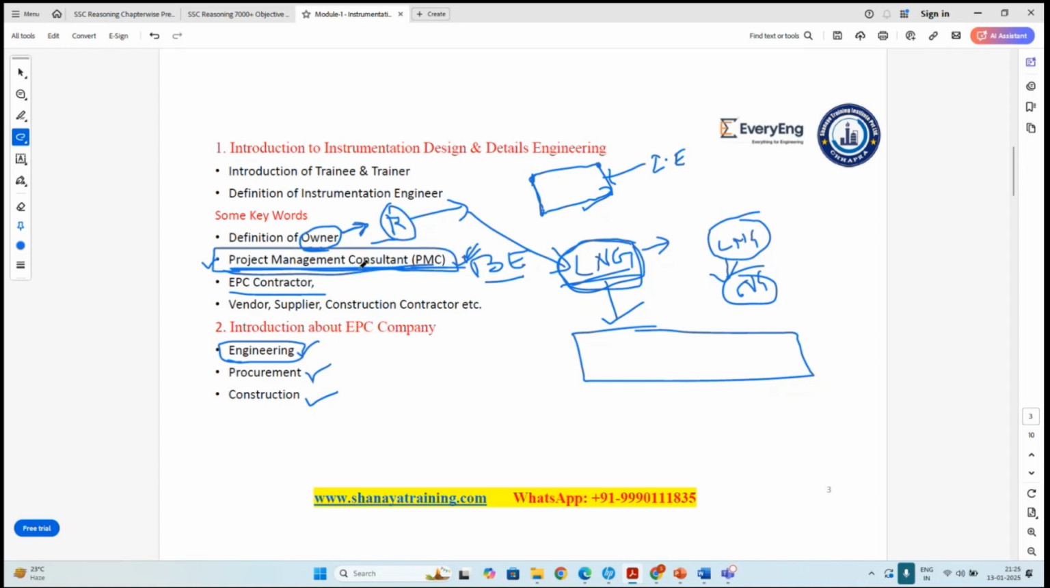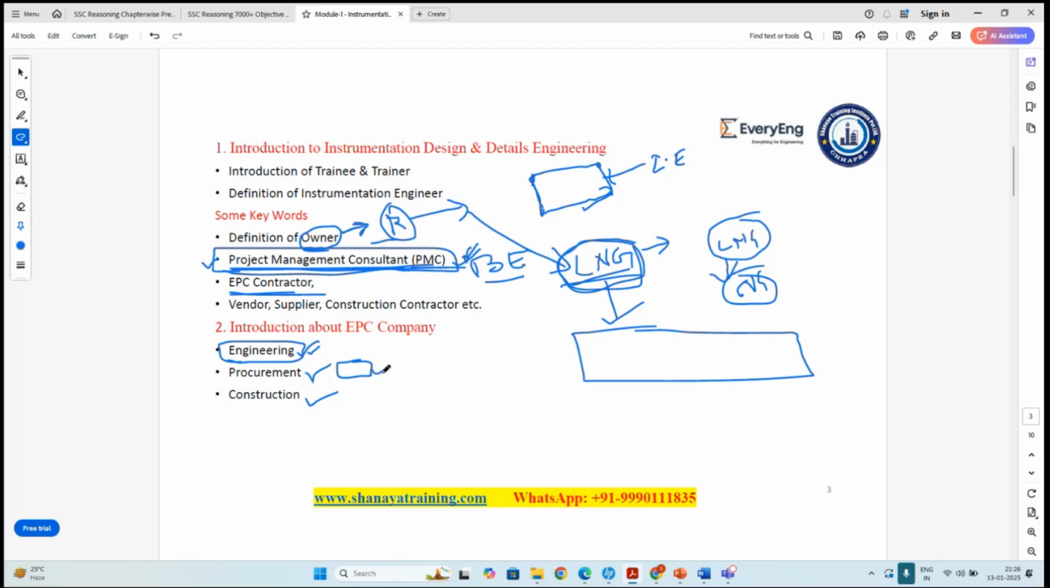Now, this EPC company will do the detail engineering. In the detail engineering, it will do the engineering of each and everything which is required for the project, either a small thing or a big thing. All those things will be taken care of by this EPC. Once the engineering is done, the procurement for those items required to complete this project will also be done by this EPC company.